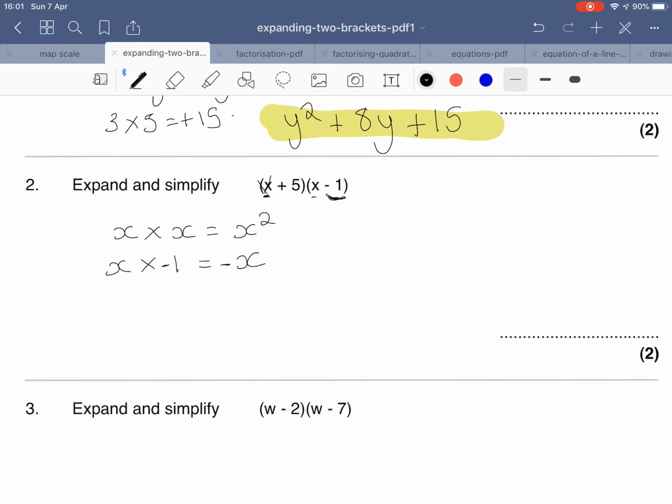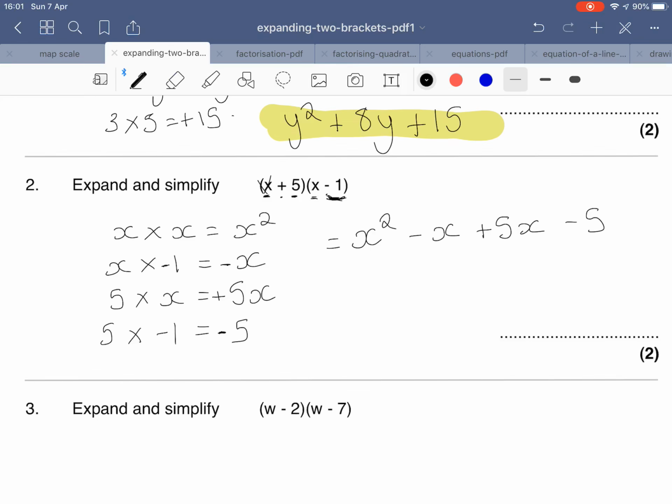So now I've done that one, so now I've got the 5 times our x, which is 5x, and because there was a plus, I'm going to put plus. And now I've got the 5 times the minus 1. 5 times 1 is 5, but because I've got a minus, I'm going to put minus. So I can collect them all now: the x squared, the minus x, plus 5x, minus 5. So I'm just rewriting each one of those in a nice straight line.